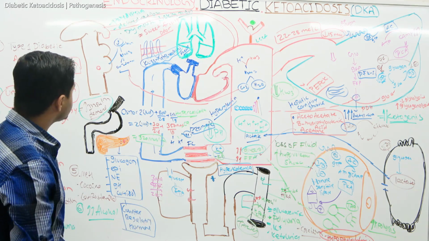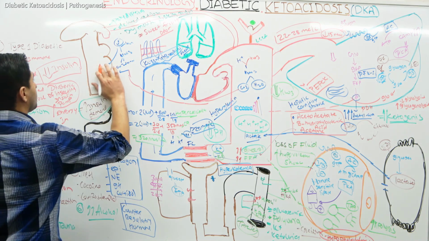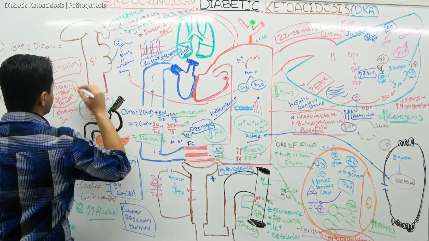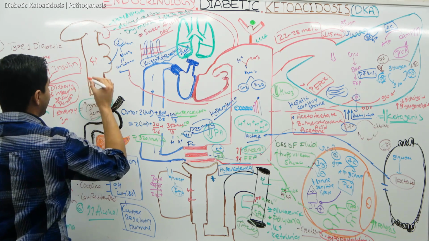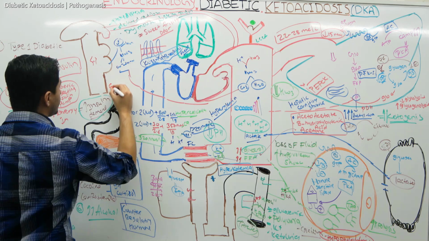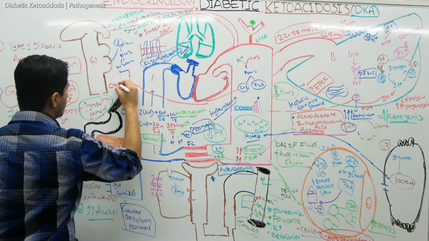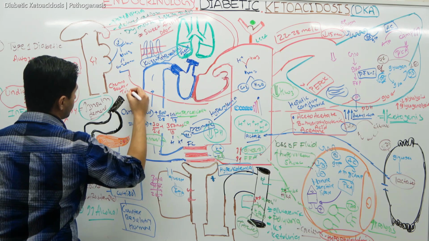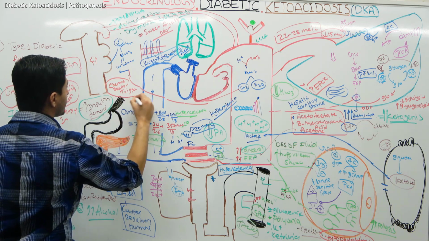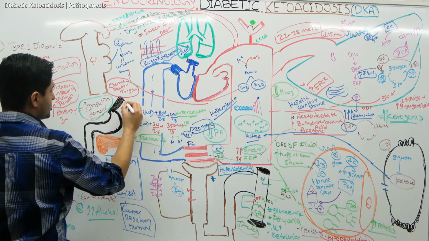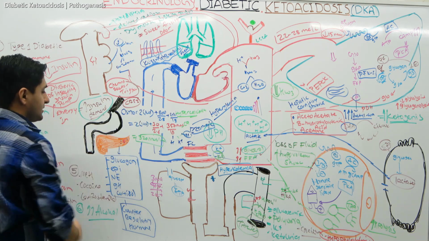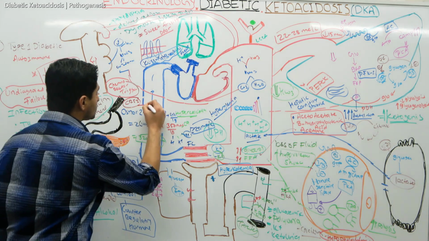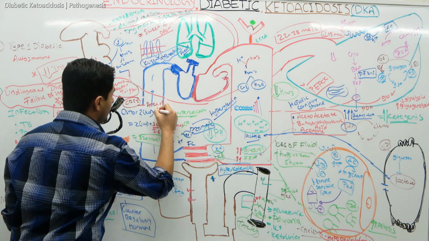If you guys remember, around the fourth ventricle, let's write down here, there is something called the chemoreceptor trigger zone, CRTZ. This chemoreceptor trigger zone is located within the area postrema.